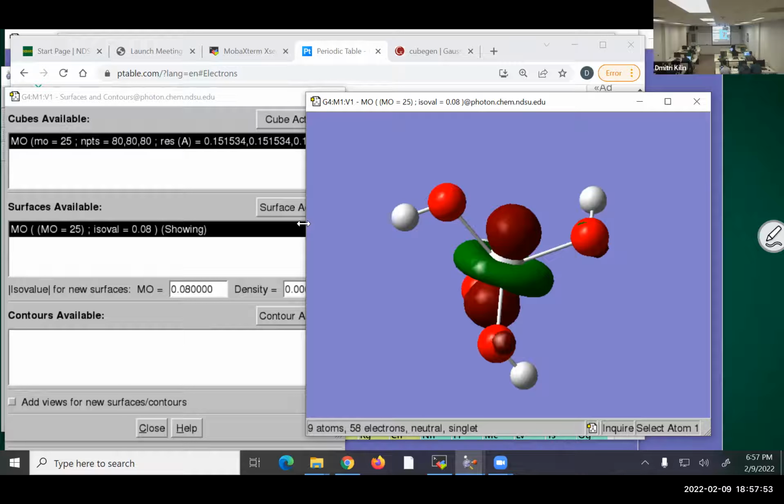Is this mouse operational? Oh, yeah, thank you. File, open. So we change it to cube. And then do a panic. Nodes, surfaces. You already know that a bigger number here gives you a little more beautiful orbitals.